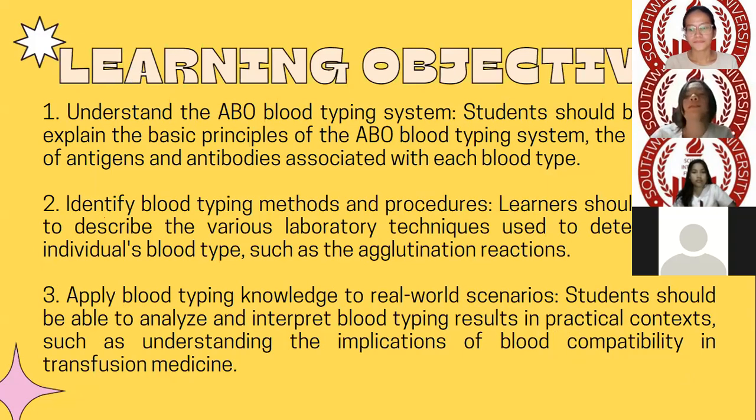Students should be able to explain the basic principles of the ABO blood typing system, the presence of antigens and antibodies associated with each blood type. Identify blood typing methods and procedures. Learners should be able to describe the various laboratory techniques used to determine an individual's blood type, such as agglutination reactions. Apply blood typing knowledge to real-world scenarios. Students should be able to analyze and interpret blood typing results in practical context, such as understanding the implications of blood compatibility and transfusion medicine.